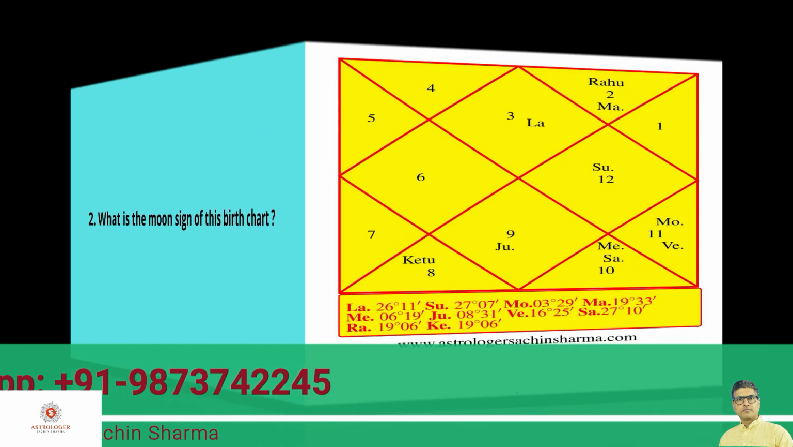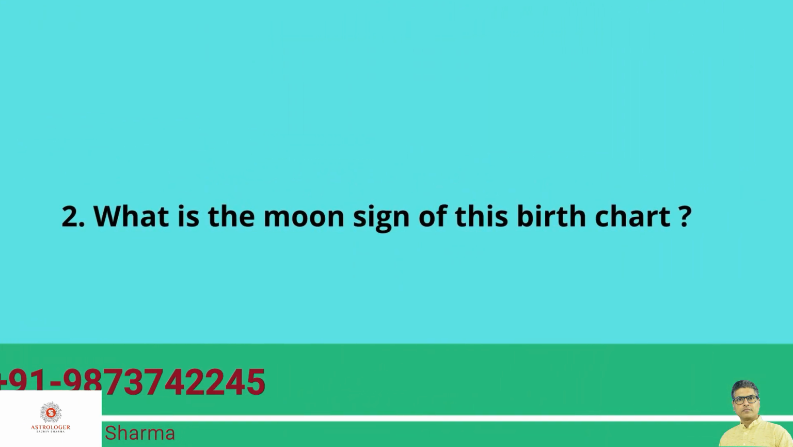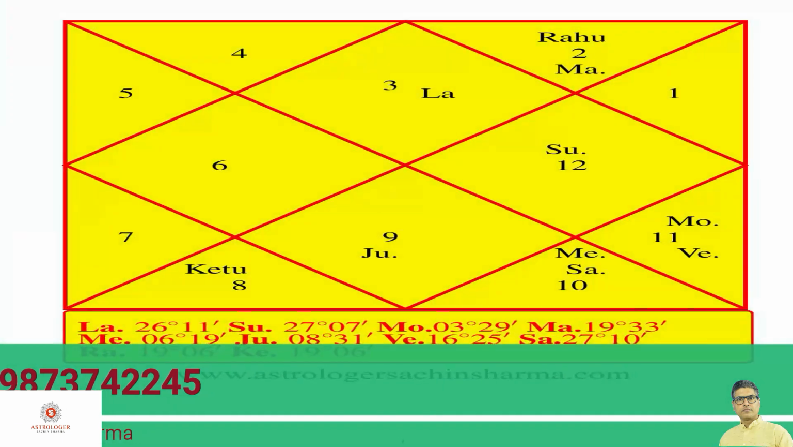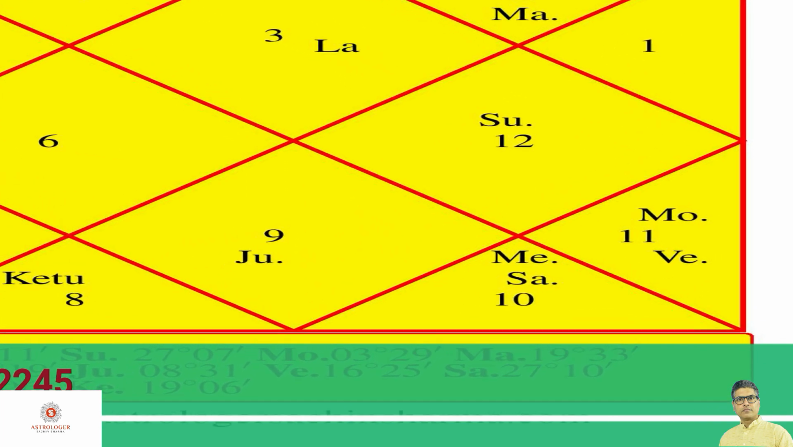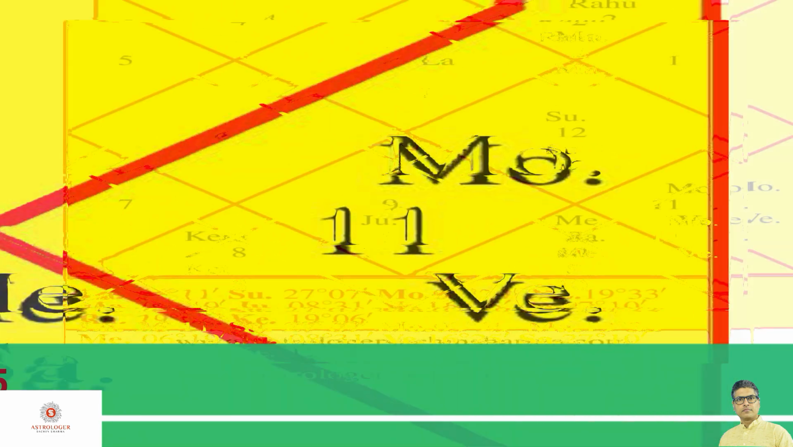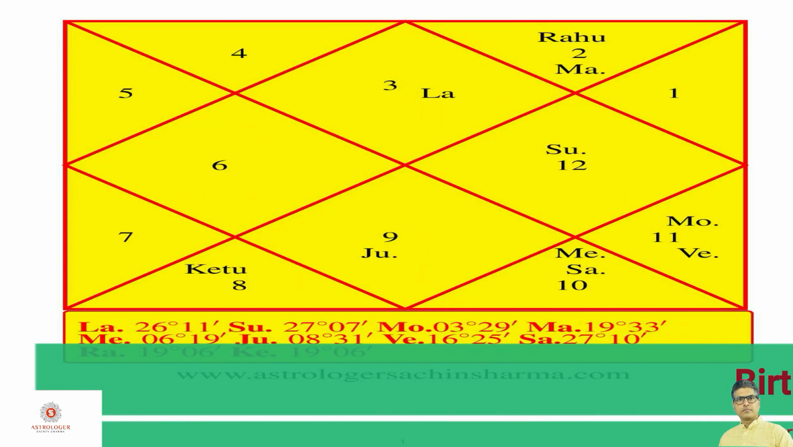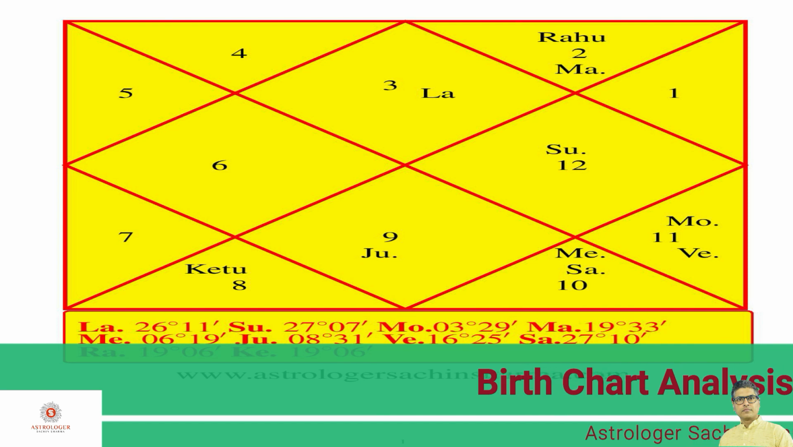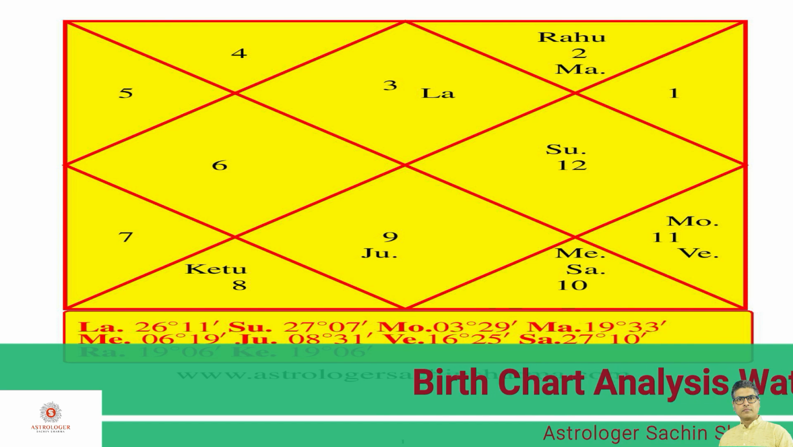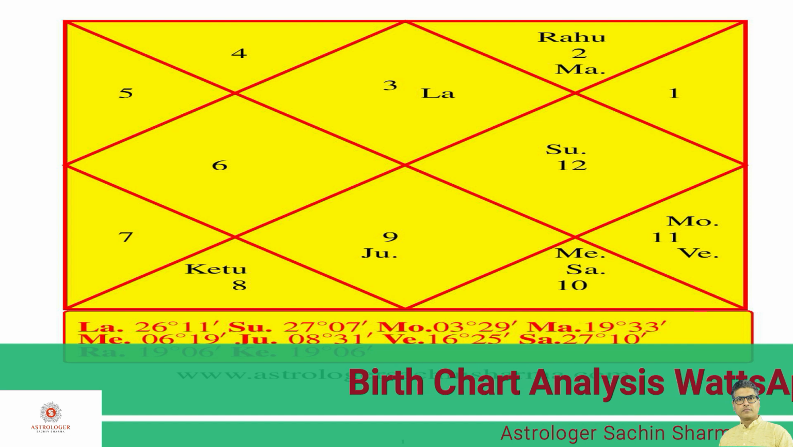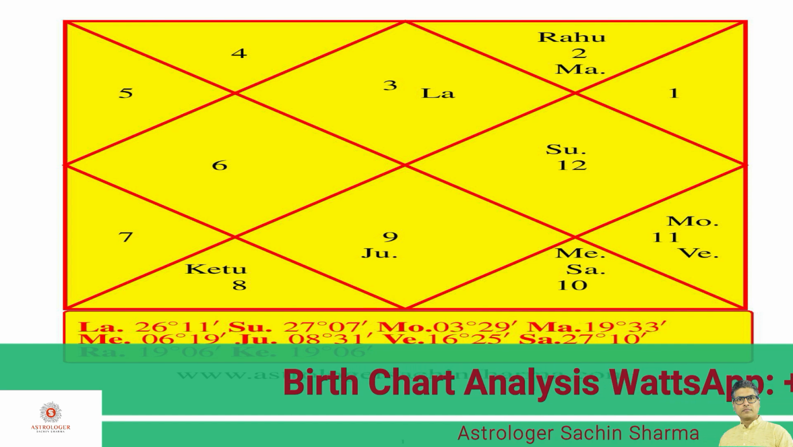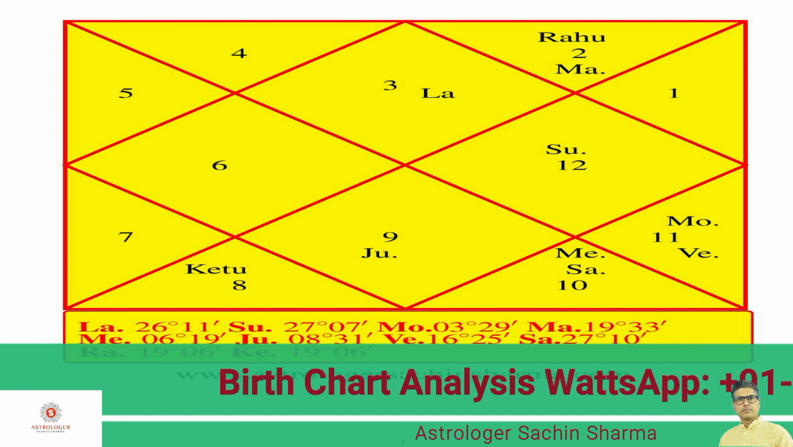Question number 2. What is the moon sign of this birth chart? As we can see that moon is placed in the 9th house of this birth chart and lord of the 9th house is Saturn, where 11 number is written, which belongs to Aquarius. Hence we can say that the moon sign of this birth chart is Aquarius.